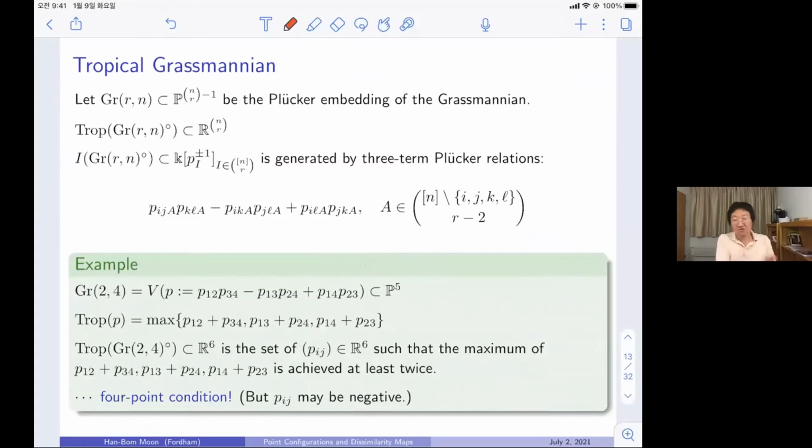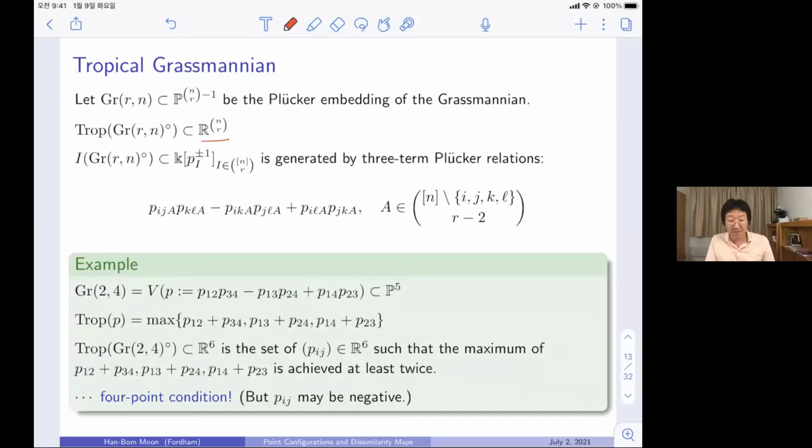So today, I just want to focus on one example, the tropical Grassmannian. Let's take the Grassmannian Gr(r,n), which is embedded in P^(n choose r minus 1) by using the Plücker embedding. Then we can think of the tropicalization of the Grassmannian, which is a fan inside R^(n choose r). The ideal of the Grassmannian is generated by Plücker relations.